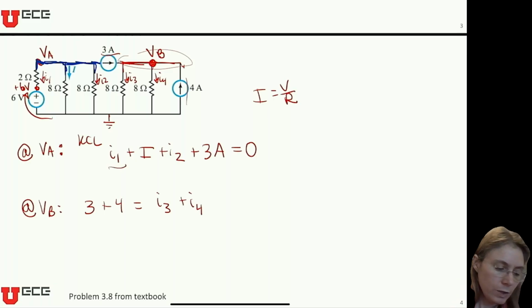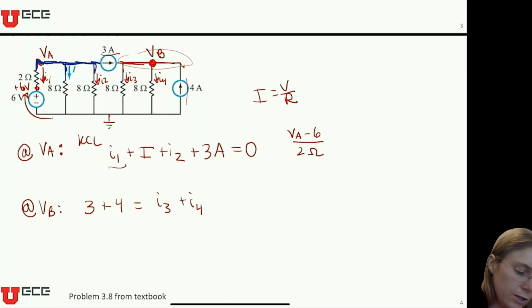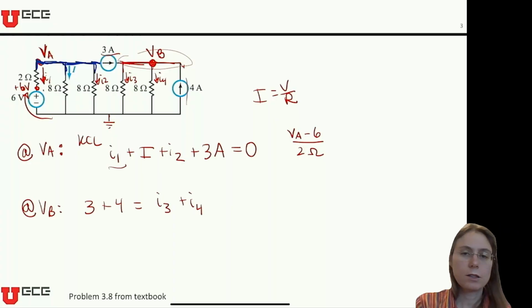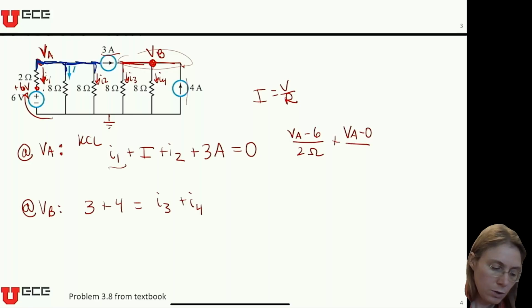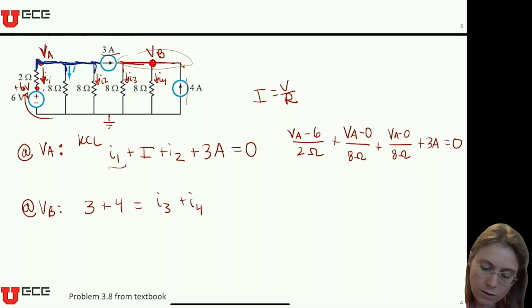So I1 is VA minus 6 volts over 2 ohm. So remember, we follow the direction of the arrow. Here's the voltage we started at, and here's the voltage we ended at down here, and we subtract the one the arrow ends at. And then for I2, it's VA minus 0 over 8 ohm, plus the 3 amp stays, all equal to 0.